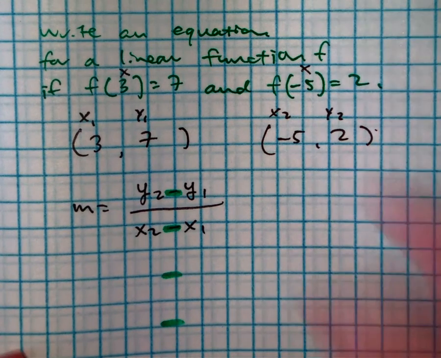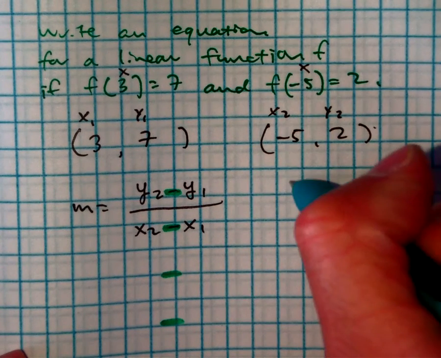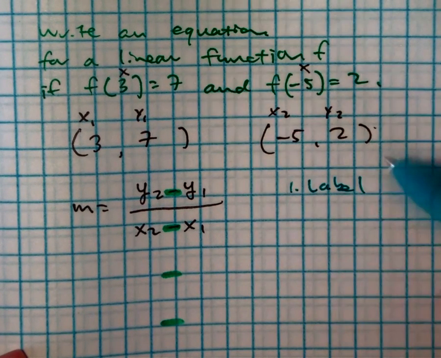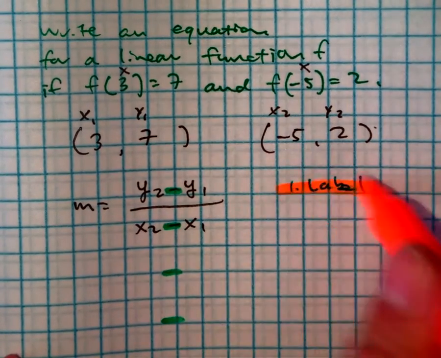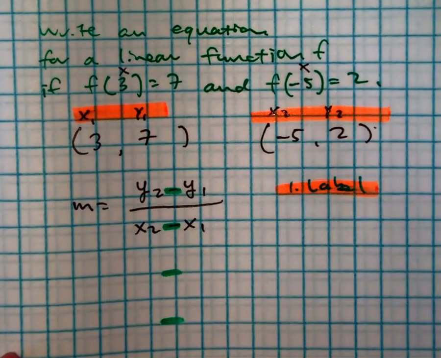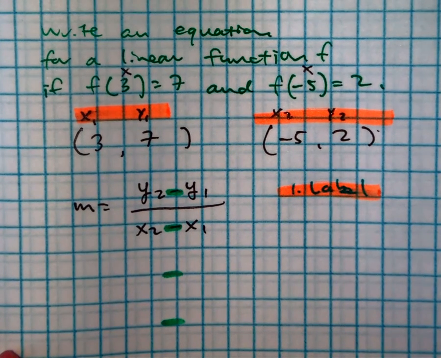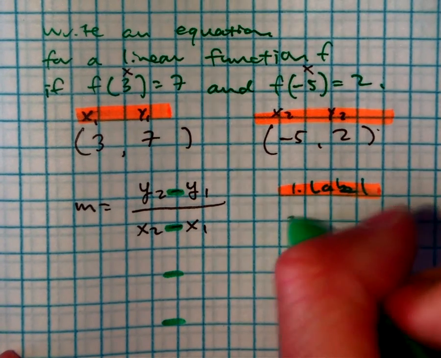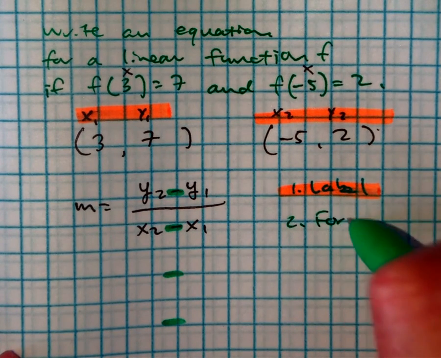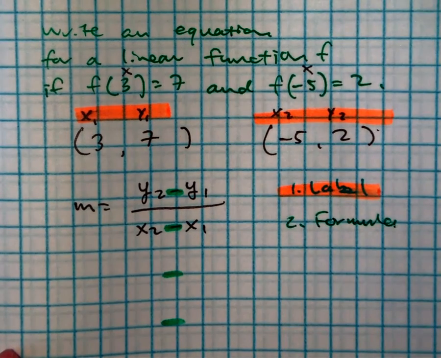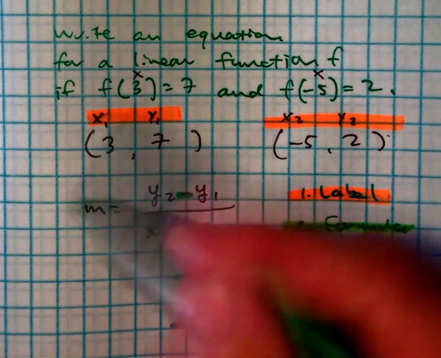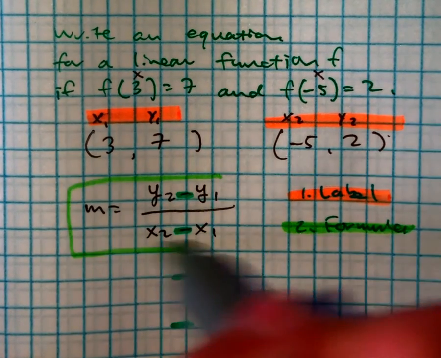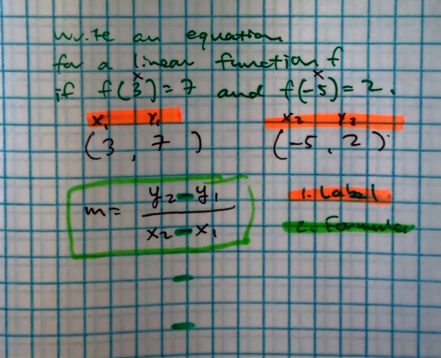So let's write down some steps of what you did. Everyone say label. Labeling is taking your ordered pairs and labeling them x1, y1, x2, y2. Then the second thing is write down the formula. Everyone say formula. For some reason, math students who struggle don't write down a formula. So write all of that down. Every single problem. Homework, quiz, tests.